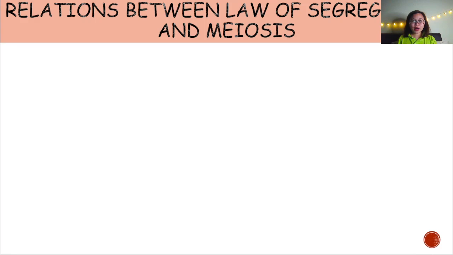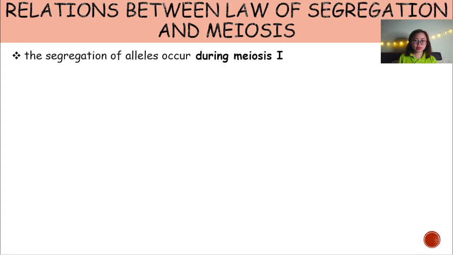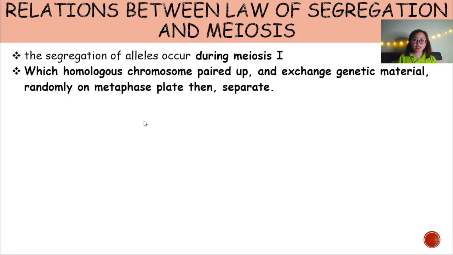Okay. During Mendel's time, he didn't really know about meiosis, but now we do. So we try to relate the law of segregation with what happens in meiosis. So we know that the segregation of allele will occur during meiosis 1. That is when the homologous chromosomes will pair up and then exchange genetic material. They will randomly align on metaphase plate and then separate.